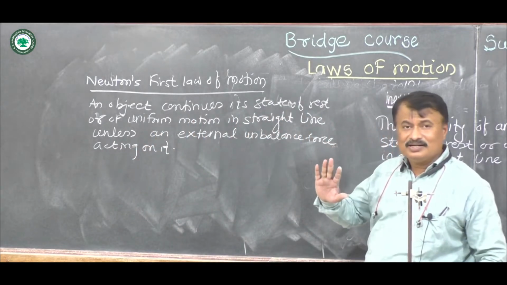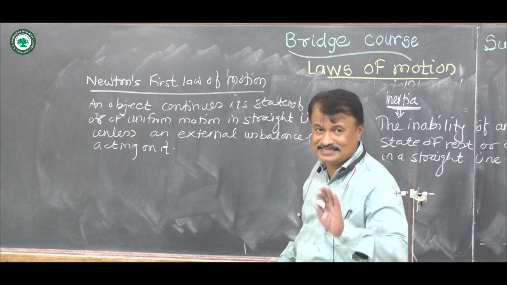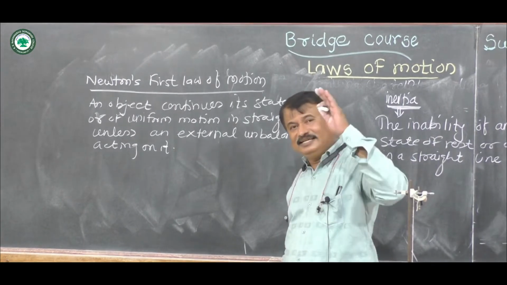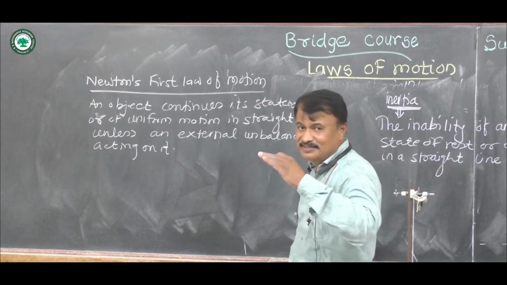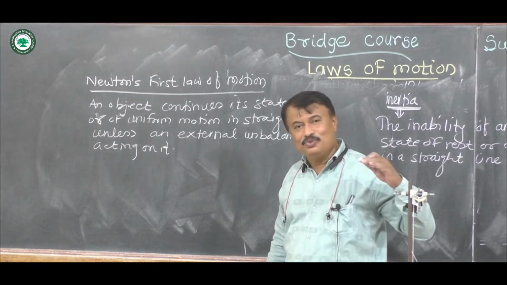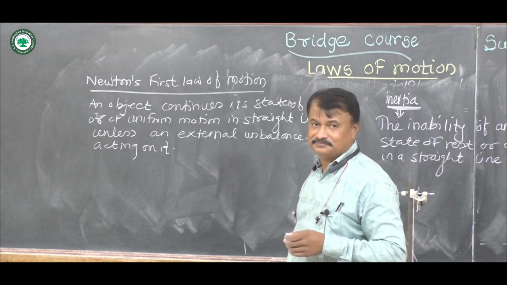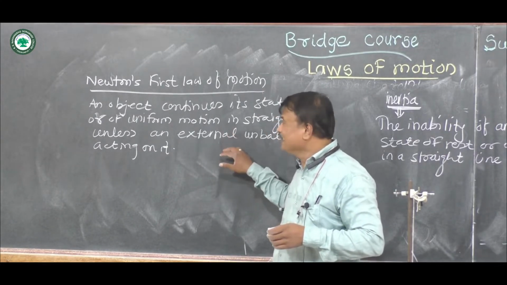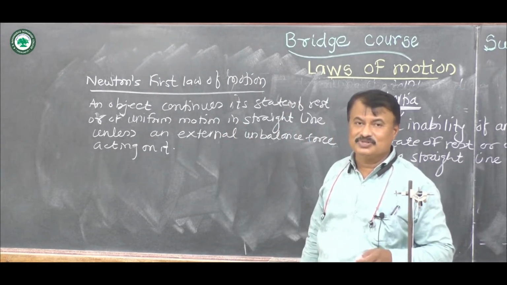If no external unbalanced force acts on that body, then the body remains as it is. If it is in a state of rest, then it remains at rest. Or if the body is moving with uniform speed along a straight line, then it continues moving along the straight line with uniform speed. If no external unbalanced force acts on that body, this is Newton's first law of motion.